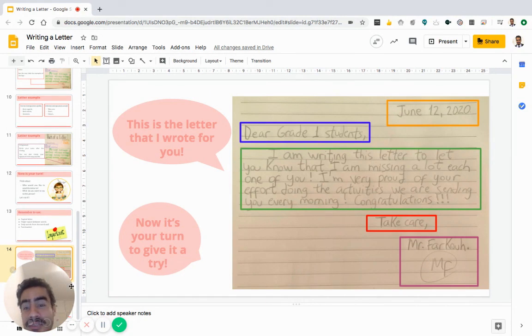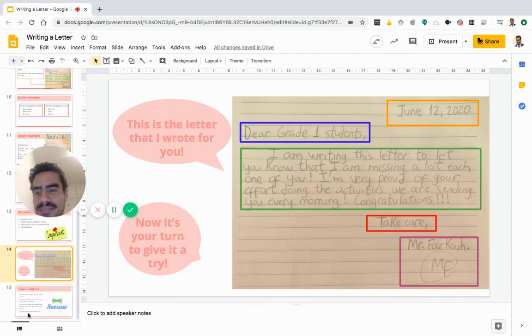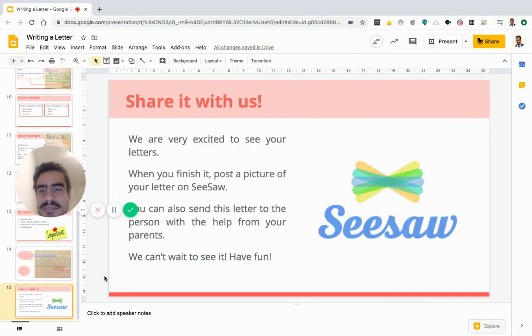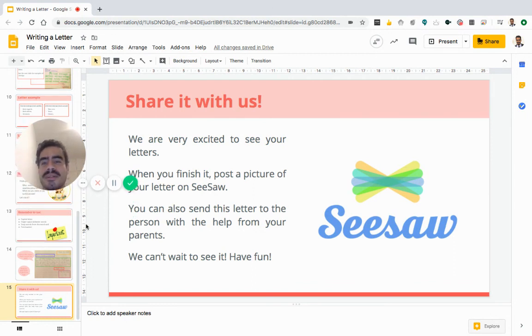Now it's your turn to give it a try, okay, guys? We are very excited to see your letters. When you finish, post a picture of your letter on Seesaw. You can also send this letter to the person that you want with the help of your parents. You can see with them how to do this. We can't wait to see it.